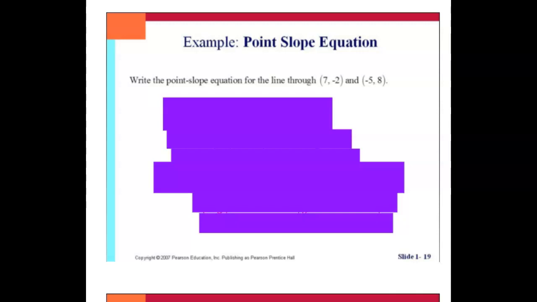Okay, so let's try this next one together. So it says, write the point slope equation for the line through the given points. Well, in order to do that, we have to first find our slope. So we'll do y2 minus y1. So that gives you a negative, which turns to a positive, over x2 minus x1.